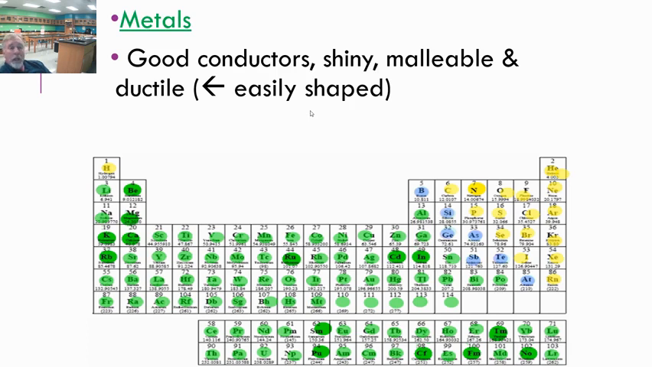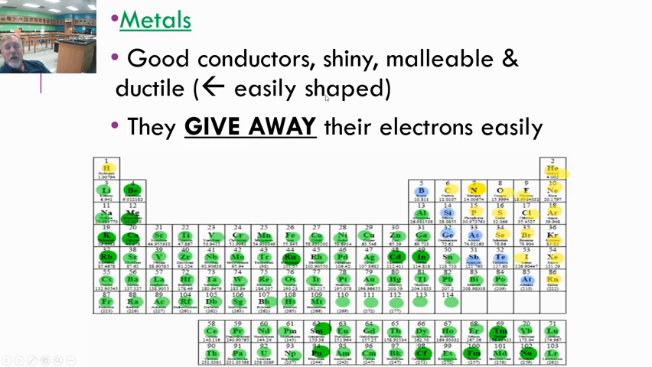From a chemistry perspective, in addition to these properties, the important thing is that they give away their electrons easily. Metals will really easily give up one or more electrons. That's why they make good conductors. You get electrical current flowing. Electrical current is based on the movement of electrons. If metals give up their electrons easily, they allow the current to flow really easily as well.